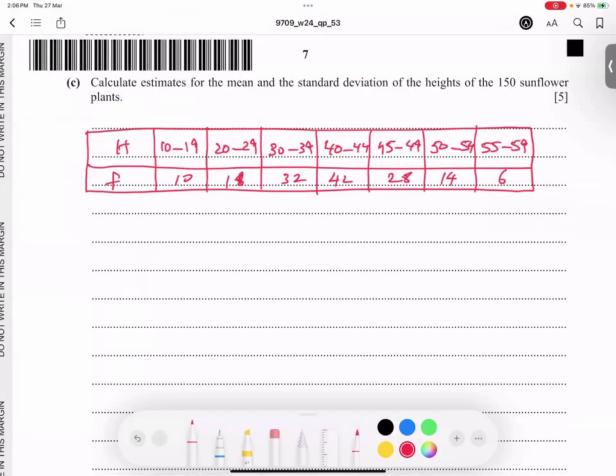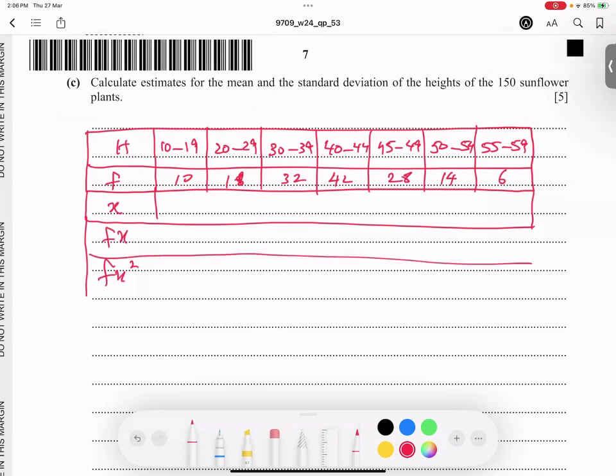But I need a few things which are very important. One is called f, x. X, okay, I need, what does X mean? Mid-class. X is the mid, and then I need fx, and fx square. All right, no problem, fx and fx to the power 2. Okay, let's complete it quickly.